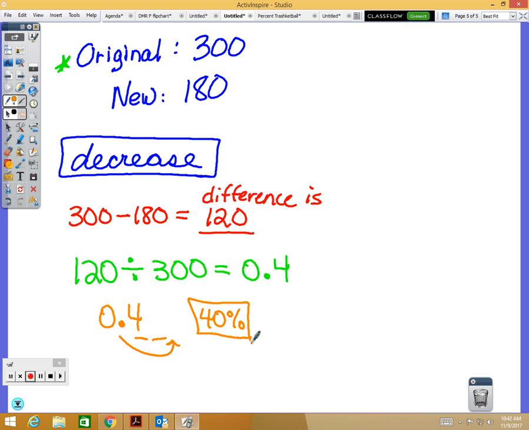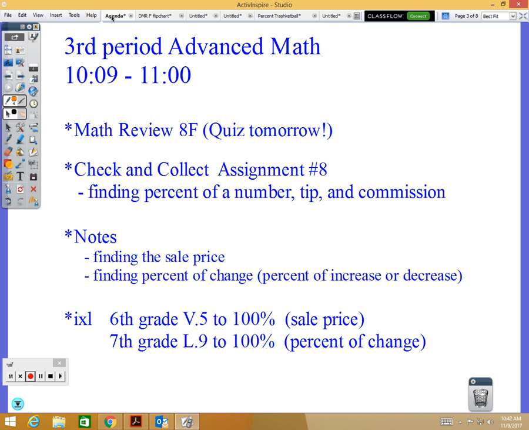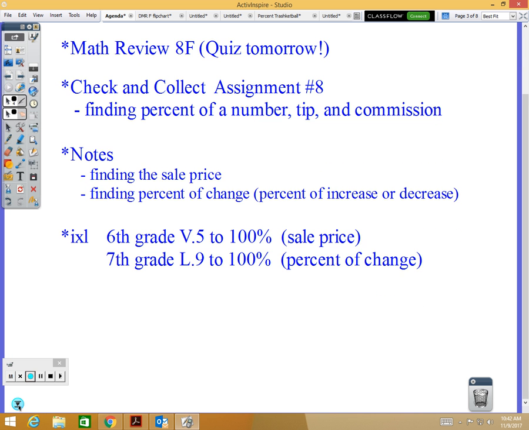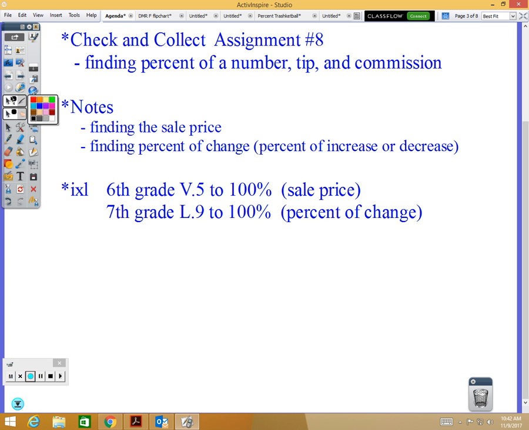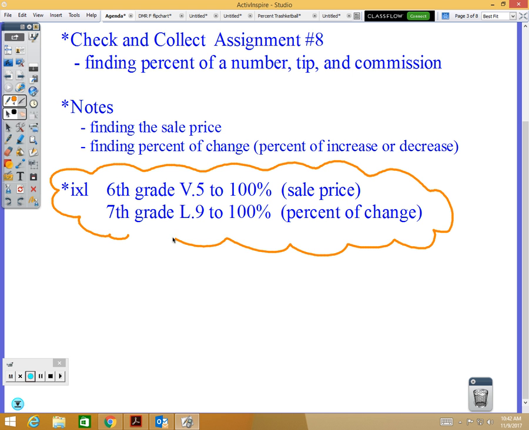All right. So your IXL that I'd like for you to work on, use your calculator. Instead of having a paper pencil assignment, you're going to be working on this. Some of you may even have this one finished. Who knows? From 6th grade. So the first one is 6th grade V5. And it's finding the sale price. And again, use your calculator. And the second one is 7th grade L9. And that's finding the percent of change, whether percent of increase or percent of decrease.